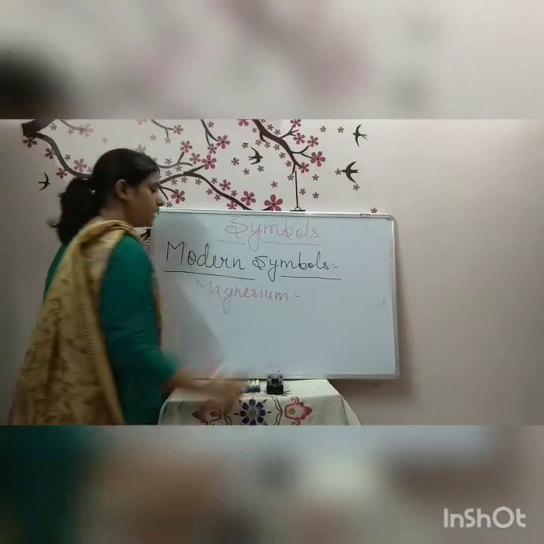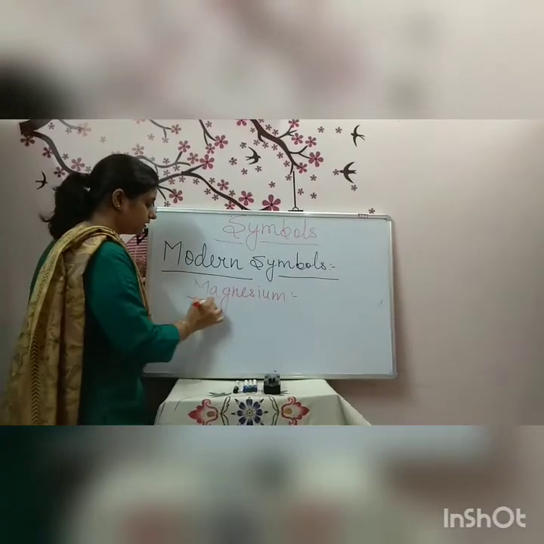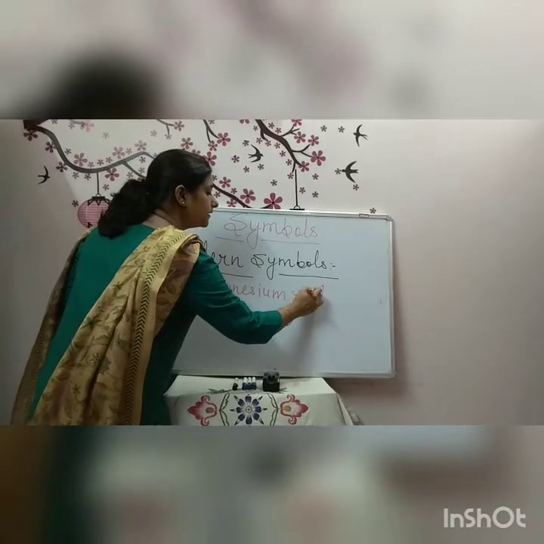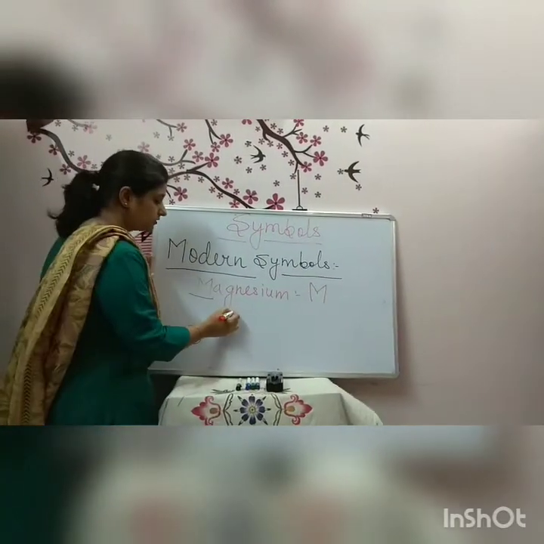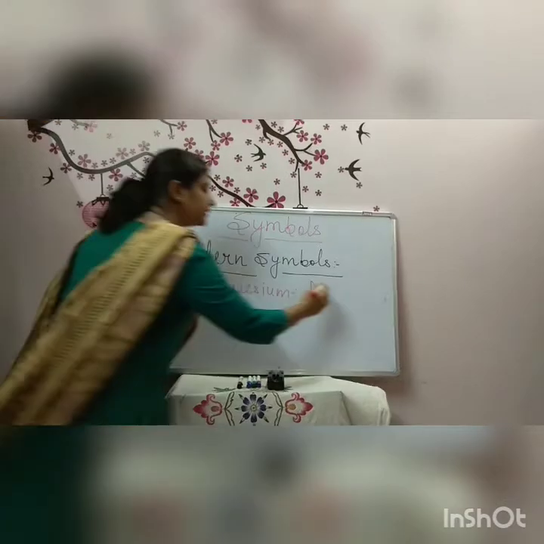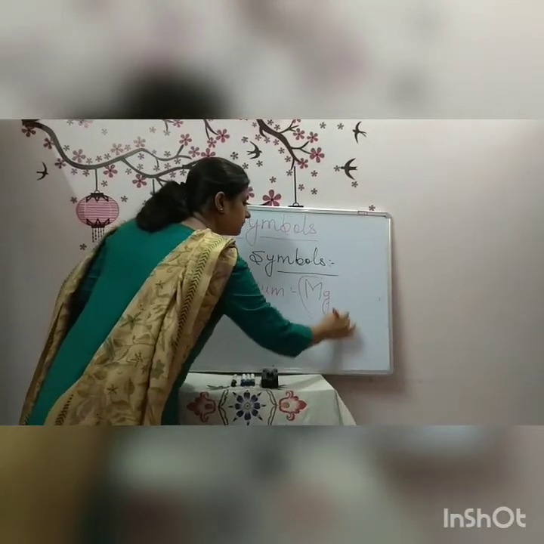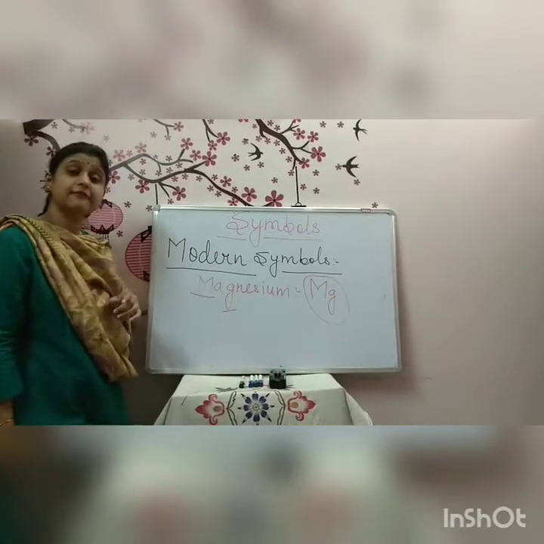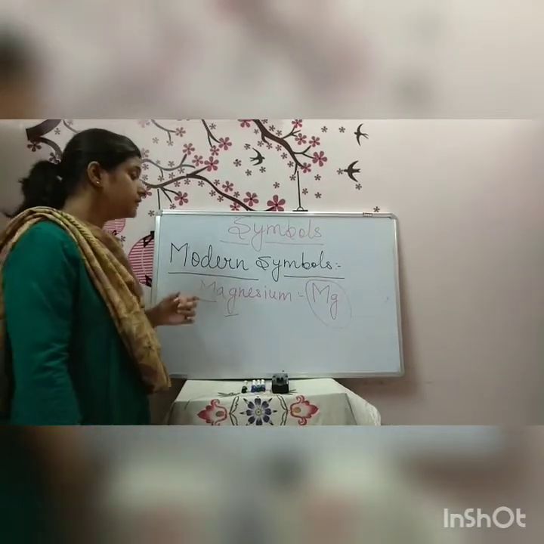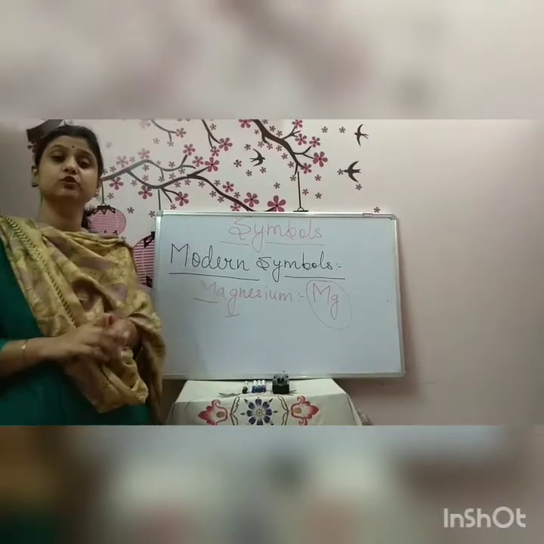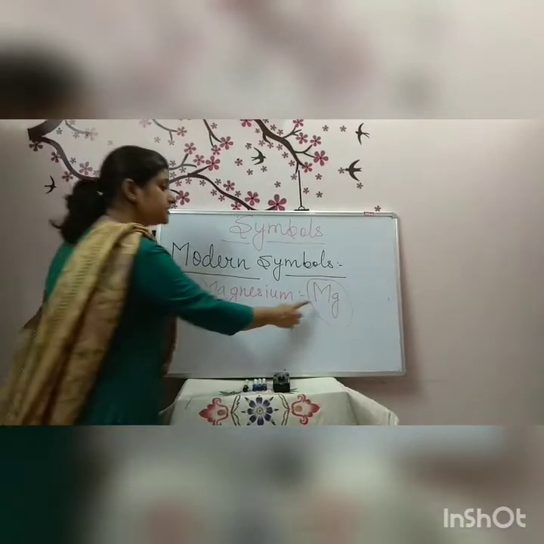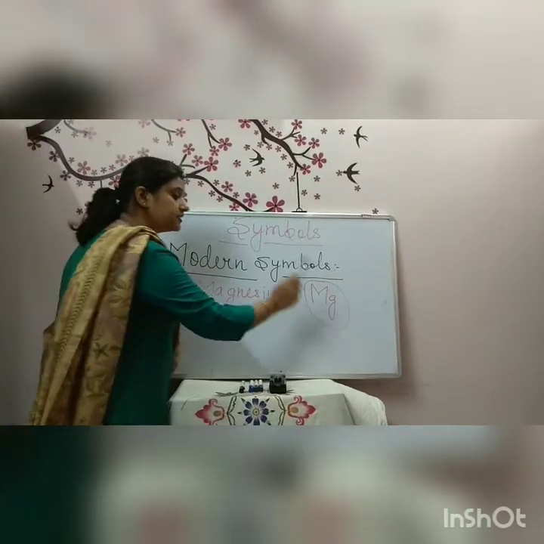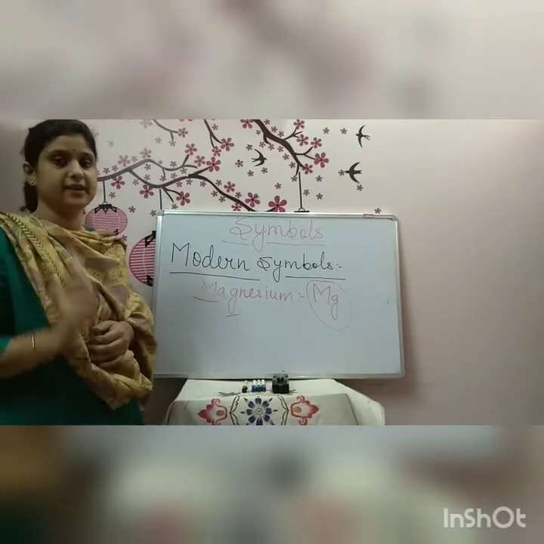In magnesium, as a symbol, we are using the first letter of its name, that is M, but along with M, we are using the third letter of its name, that is small g. So the symbol of magnesium is Mg. But here you have to remember one thing. Whenever a symbol of an element includes two letters, the first letter should always be a capital one and the second letter in the symbol is always a small letter.